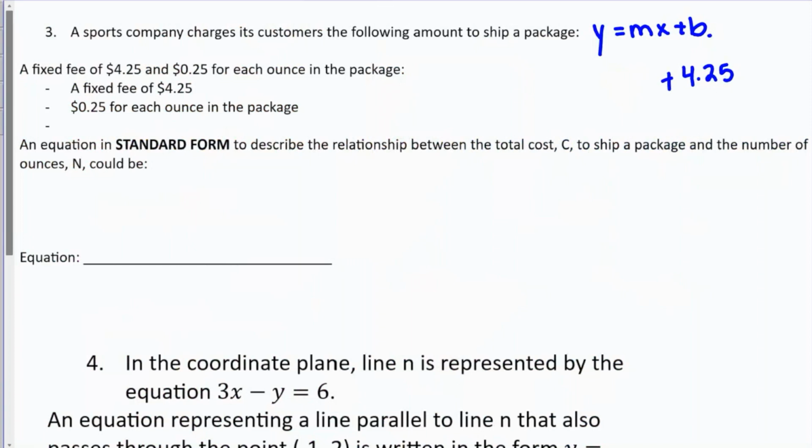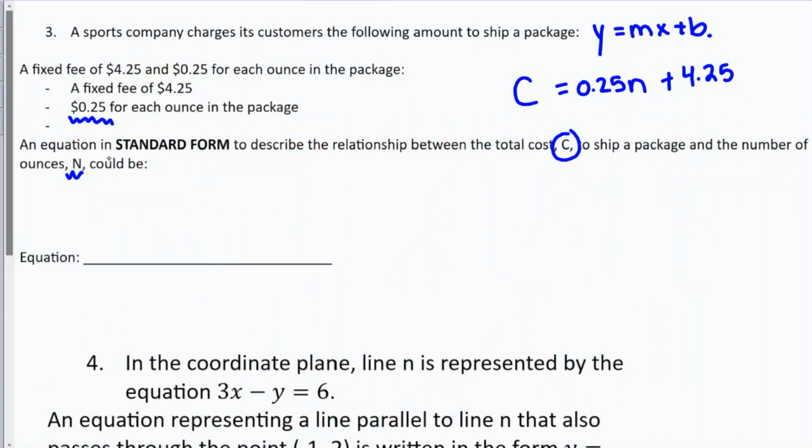Next, I have my slope. My slope is whatever is being charged over and over and over again. Well, I know my fixed fee isn't going to be changing, but I know that depending on how many ounces I buy, that's going to be a different amount. So that's going to be my slope, my 0.25. And it wants us to use N to represent ounces. And that means my C has to be my cost. So now I have my equation, y equals mx plus b form.